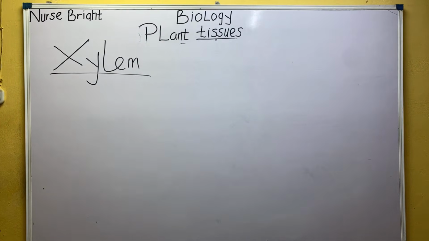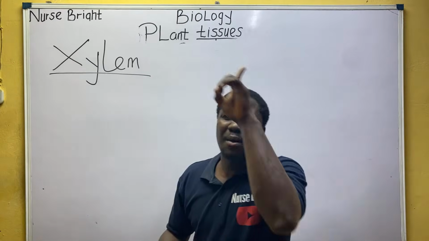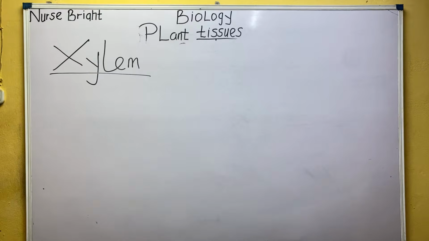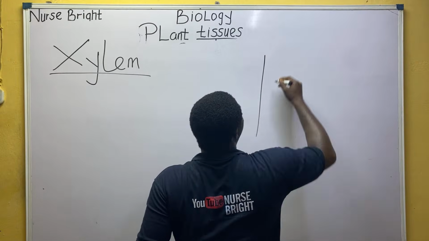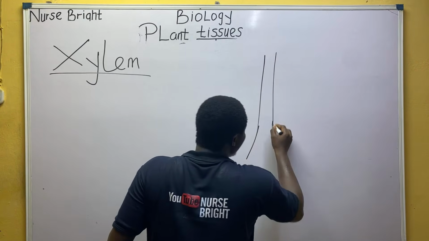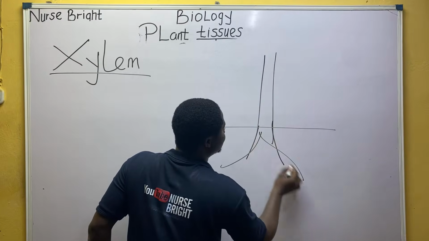We all agree that xylem tissue is a vascular tissue. What's the function? They help to transport water and mineral from the root to the rest of the plant. So let's say basically we have a plant like this, right? This is the root.